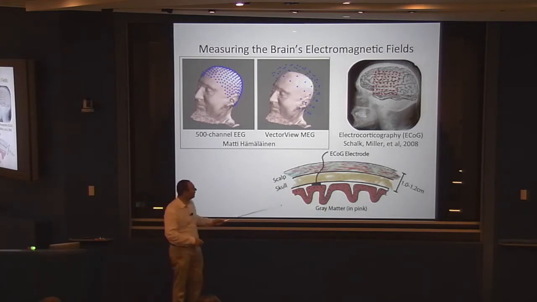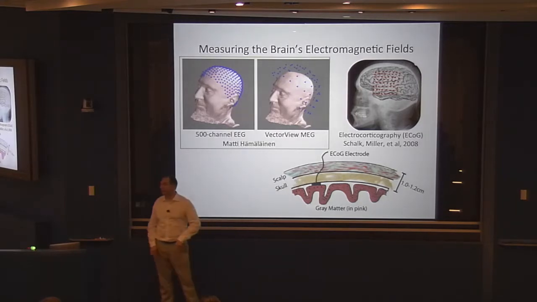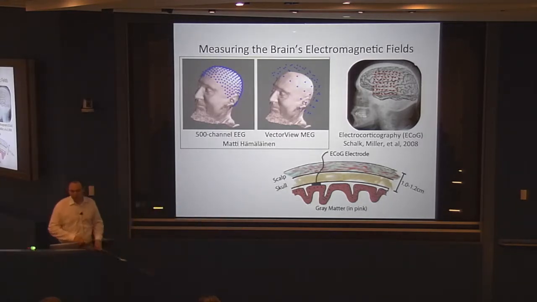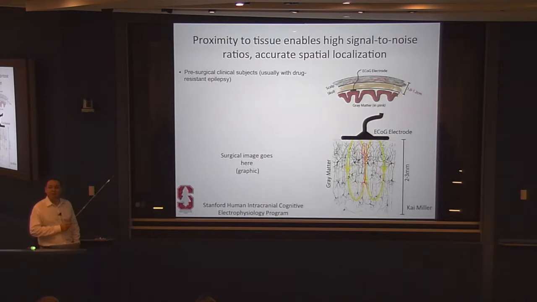Schematically, you can see that the electrode sits on top of the gray matter underneath the skull and underneath the dural tissue, so it is quite close to the brain. So this is an invasive technique. It's not used in volunteers. It's used in pre-surgical clinical subjects who are usually undergoing brain surgery for drug-resistant epilepsy, though there are other cases.